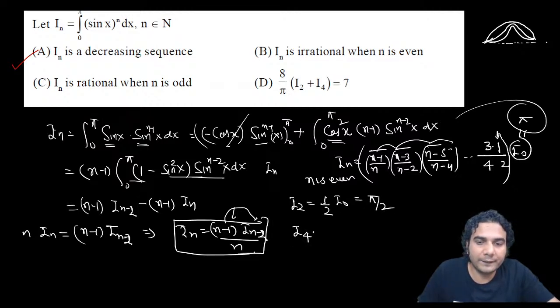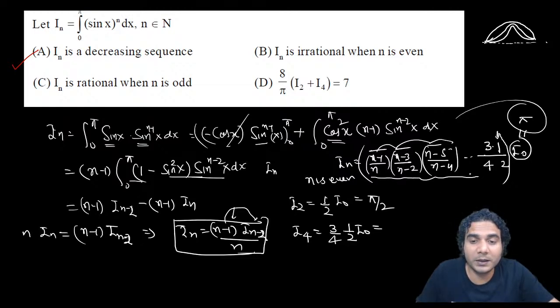If you want to calculate I4, I4 is nothing but what? I4 is 3 by 4 into 1 by 2 I naught. So you can calculate this I4 also using the same formula, because n is even in these two cases, I2 and I4. So this is going to be 3 pi, I naught is pi, divided by 8. 3 pi by 8, alright.